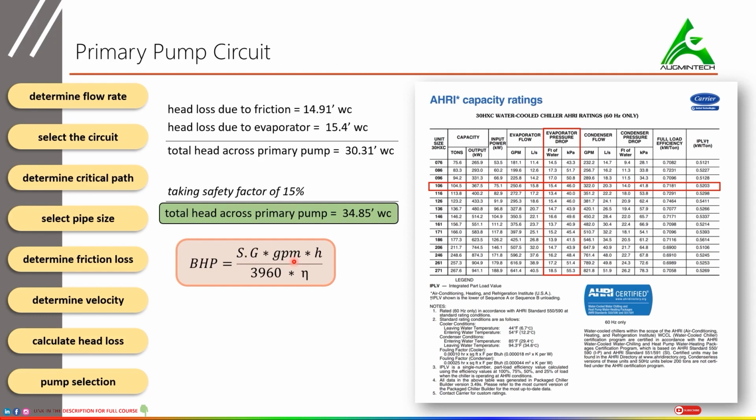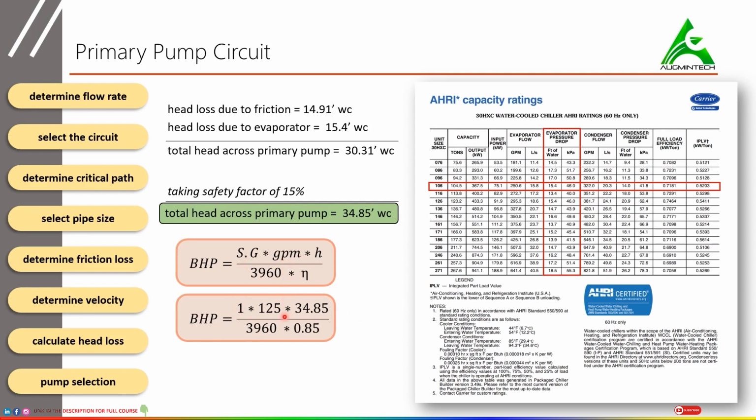Whatever is the exact amount of flow through the pump, that value we have to substitute over here. This H is the total head loss that the pump has to overcome. This 3960 is a constant, and this is the efficiency of the pump. When we put the values, specific gravity of water as 1, the GPM as 125.